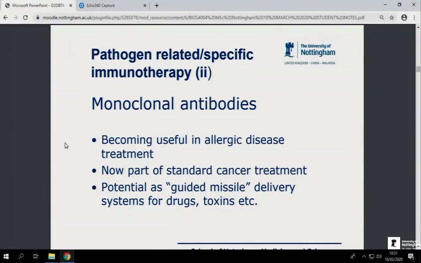So it's useful in allergic disease, we know that, and it's part of a standard cancer treatment, because it has the potential to be used as a guided missile. Now, you know that we mentioned earlier what a monoclonal antibody is. If you inject a monoclonal antibody into a patient, and that monoclonal antibody directly recognizes an antigen on the surface of a tumor cell, then that antibody goes there. It doesn't go anywhere else.